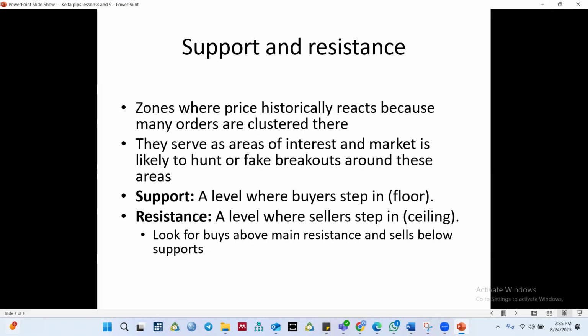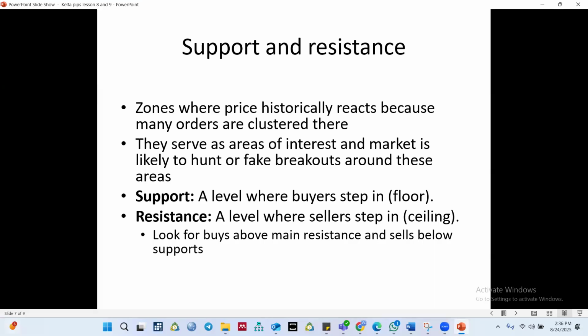Support and resistance are zones where price historically reacts because there are many orders around that zone. They serve as areas of interest, and the market is likely to hunt or fake breakouts around these areas. Support is the level where buyers step in, where buyers come into the market, and resistance is the level where sellers come into the market. So resistance is like the ceiling, the roof, and support is like the floor.